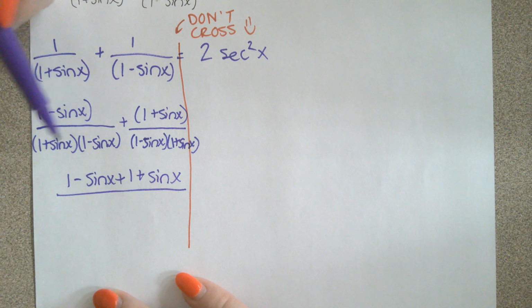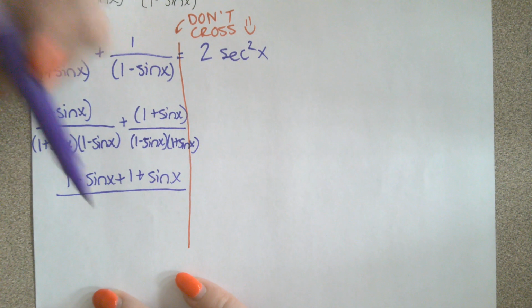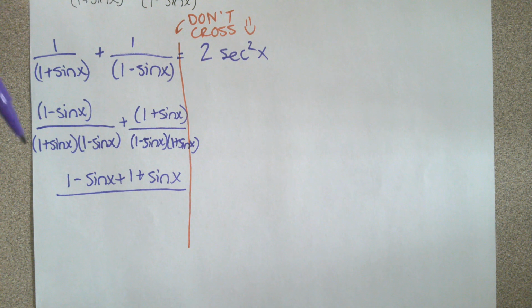Now remember, common denominator, you only write the denominator once. Now I'm going to go ahead and tell you, you will need to FOIL this out to get to your correct answer. So I will also do that going to the next step.